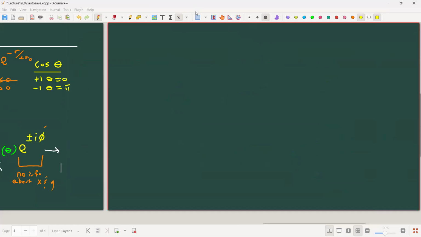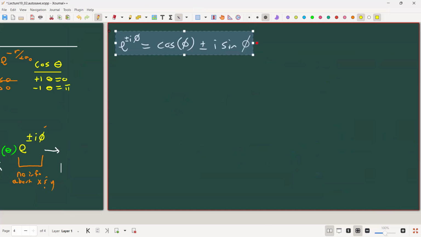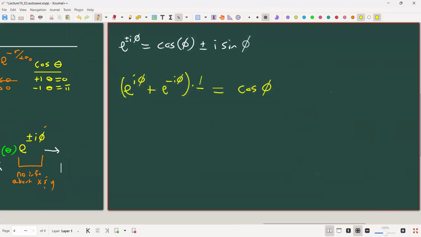Okay, so we had this. And what we showed is that when you sum e to the i phi and e to the minus i phi, and divide by a half, well, let me get rid of the half because we didn't do that, you get 2 cosine phi, right? The i signs cancel out, and you're just left with the cosine. Now we can do the same thing for the difference.